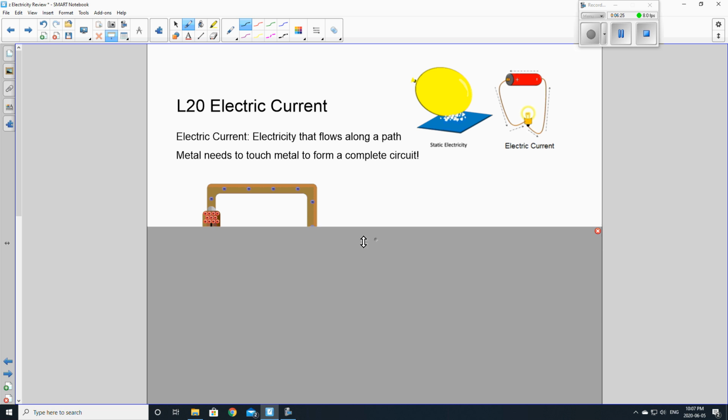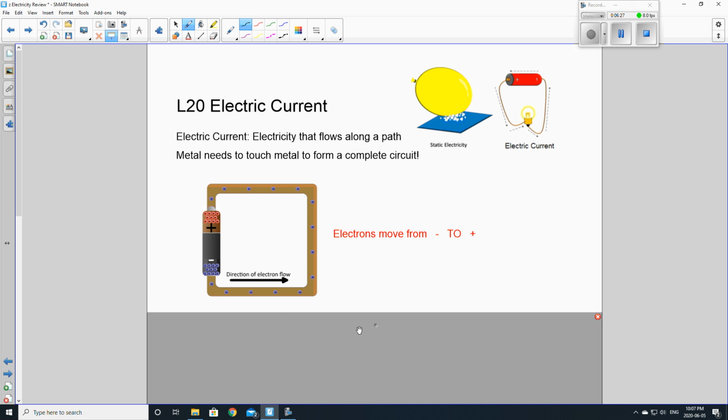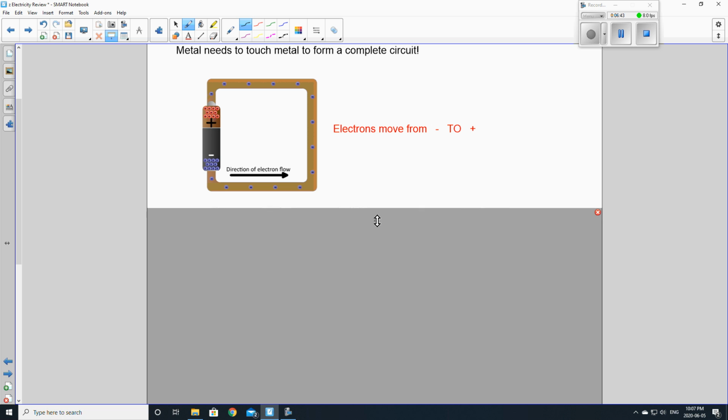Another reminder: in a battery, the electrons flow from the negative terminal, which is the flat side, along this way, and return back to the positive terminal. That's a question that will often be asked.